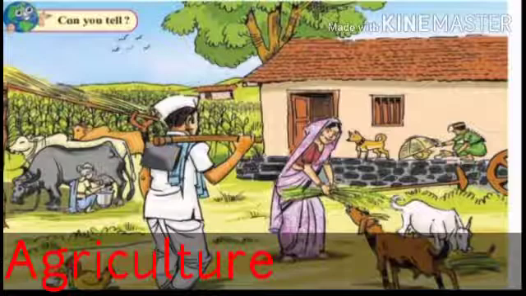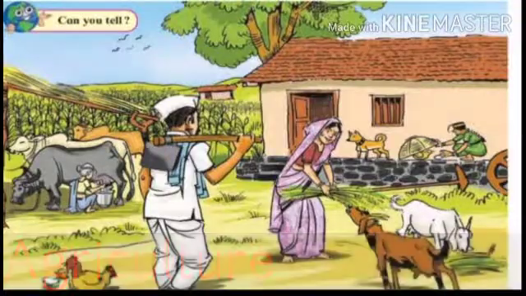He does all this for his subsistence, meaning for his living he is doing all this work. All these occupations depend on natural factors. All these fall under agriculture. These occupations are supplementary to cultivation of crops.